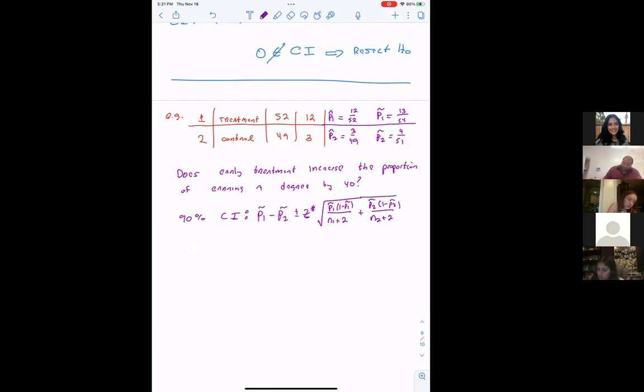So what do we get here for the confidence interval? Now we can go to the calculator and do stat. We're doing a confidence interval. It's a 2 proportion Z interval. How many successes are there? What's my X1?